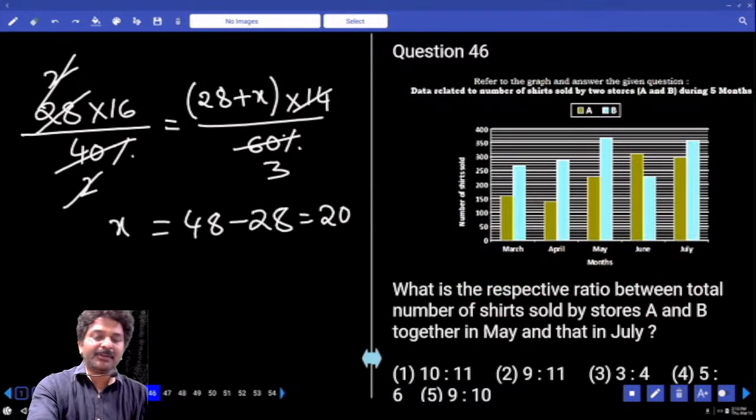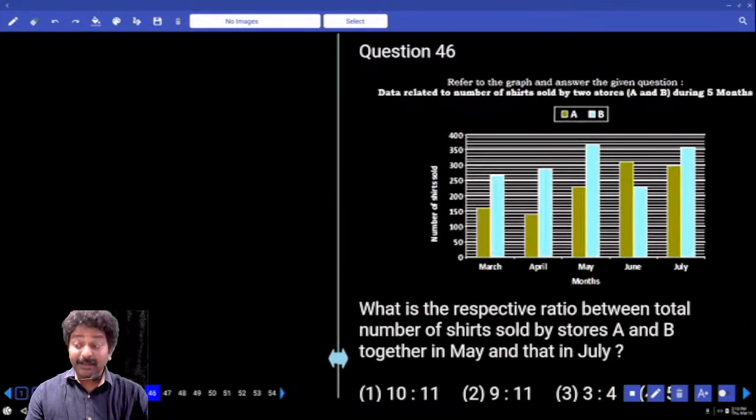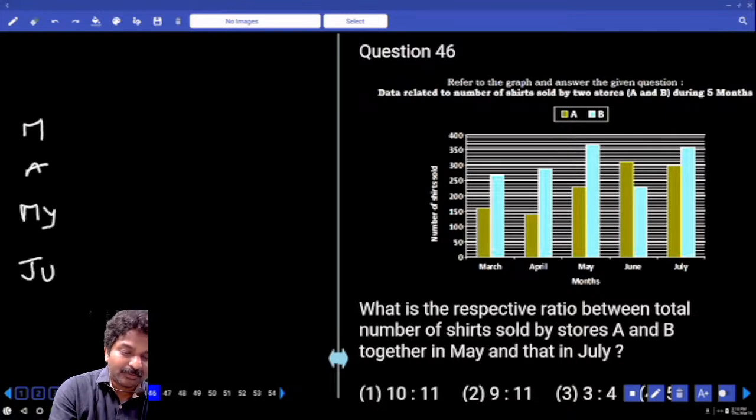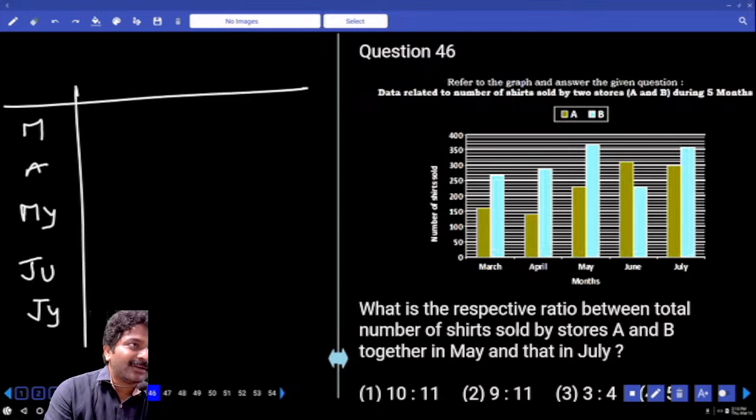Right. So first, what do you need to do? Table. March, April, May, June, July. To avoid confusion, I use a double shortcut. March and May both start with M only, but I clearly differentiated both. June and July both start with J only, but I clearly differentiated. Got the point? Right. Now we have A and then B.